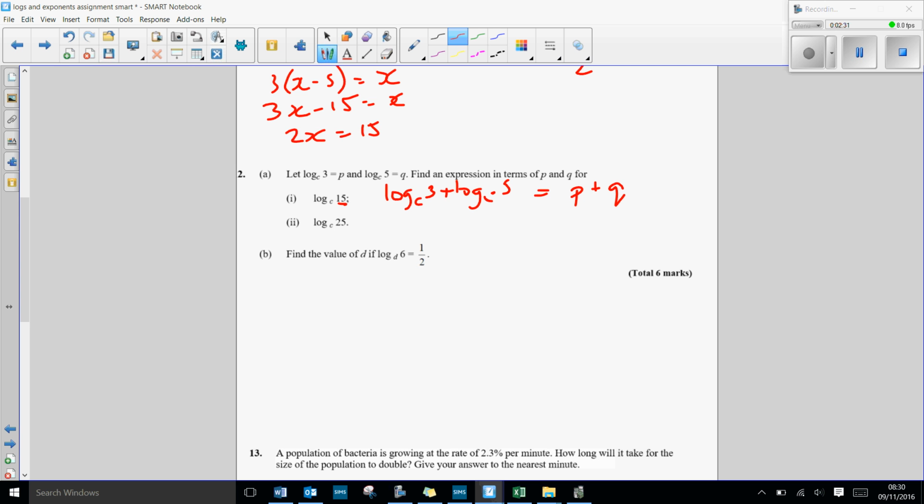For 25, I don't need to worry about the 3, I can just say it's 5 squared, so it will be log base c of 5 squared. Many of you are forgetting that the powers come in front, so this would become 2 log base c of 5, which is 2q.